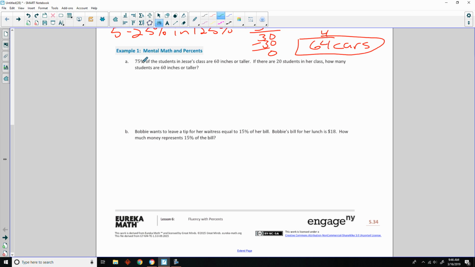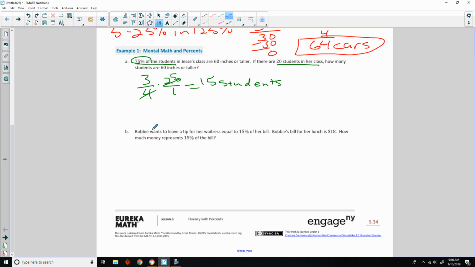Example 2. 75% of students in Jessie's class are 60 inches or taller. If there are 20 students in her class, how many students are 60 inches or taller? Well, 75% can be represented as 3/4 of the class. So 3/4 times 20 students in a class. And when I multiply, this reduces to 5, and 5 times 3 is 15 over 1, or simply 15 students. Okay? So we can always change percents to fractions and then just multiply.